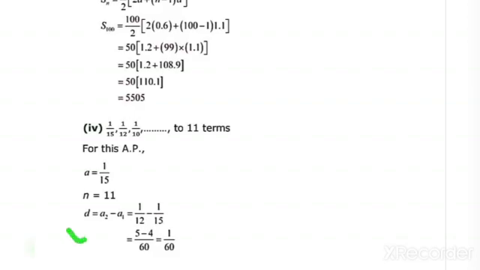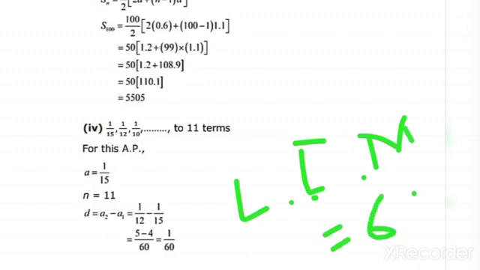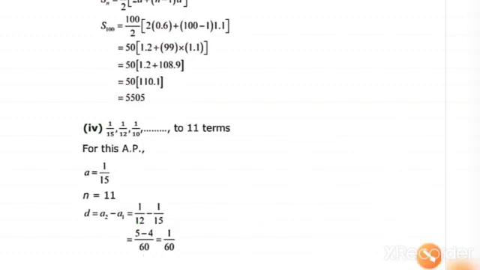Then put the value of D, that is A2 minus A1. A2 is equal to 1 upon 12 minus A1 is equal to 1 upon 15. After simplifying those terms, we can find the LCM, which is 60 of the 12 and 15. Okay, so just put the 60 over here. So 5 minus 4 upon 60, that is our LCM, and we can find that the value of D is equal to 1 upon 60.